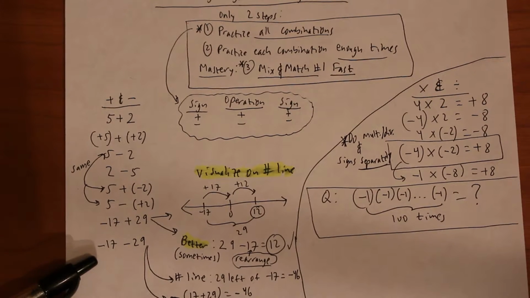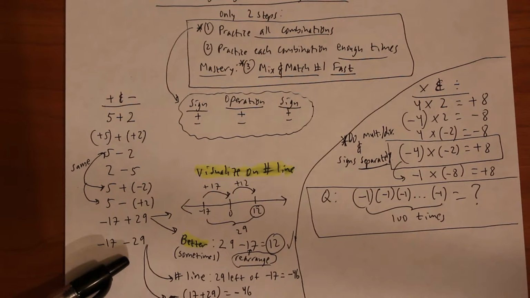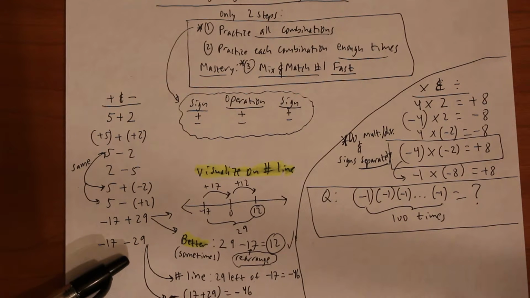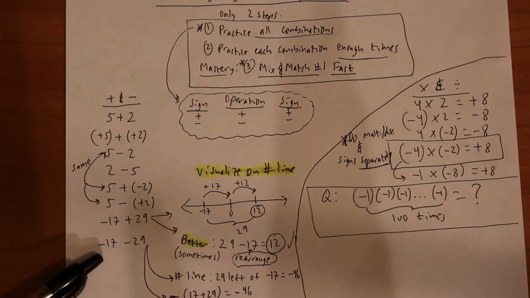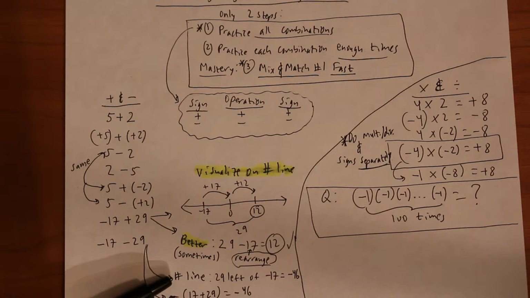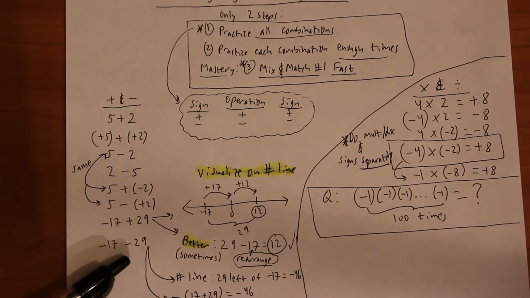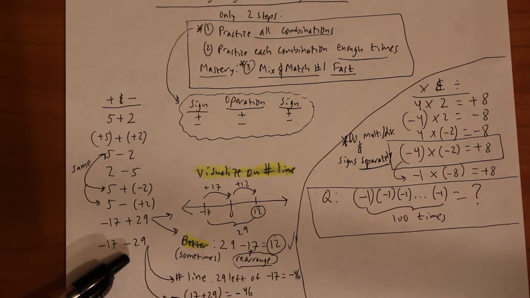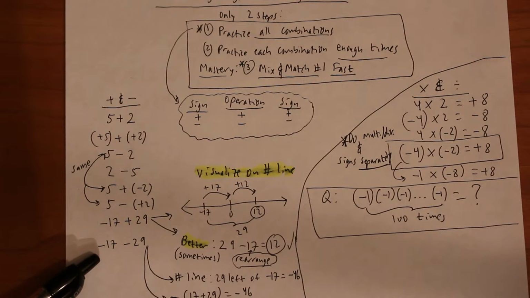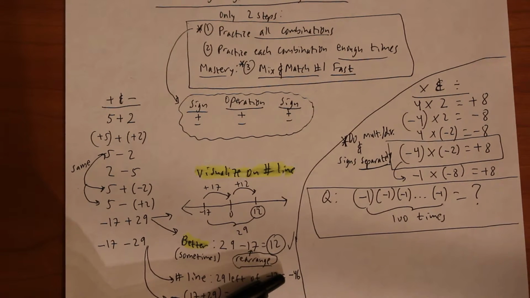So let's say you have a negative 17 minus 29. In that case, they're both almost equally good. So we could visualize the negative 17 on the number line approach, and minus 29 means we're moving 29 to the left. So what's 29 to the left of negative 17? That means we're going even more negative, so that's going to be negative 46.